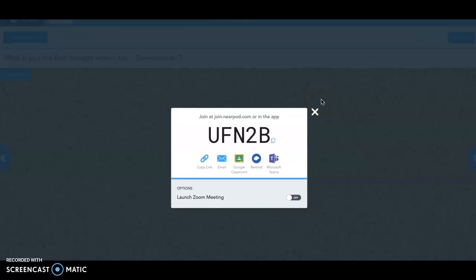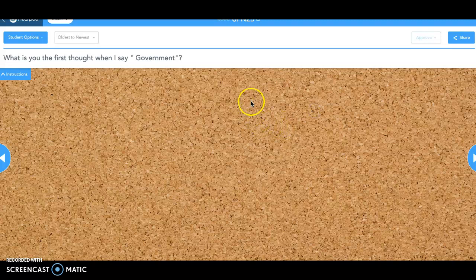For my opening activity, it is a collaborative board, such as this one, which states: what is the first thought when I say government? I believe this is a good opener because it allows students to start thinking critically about the previous knowledge they may have and submit their answers through Nearpod. Once all answers are submitted, we will go over the responses as a class.